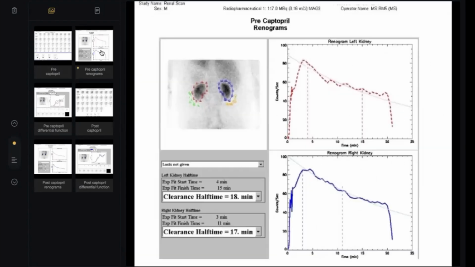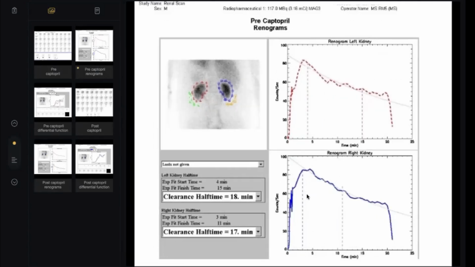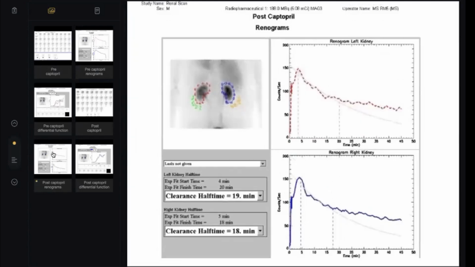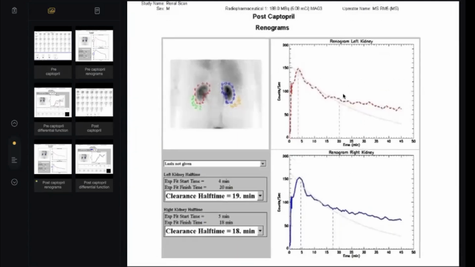A second point: compare the pre with the post. Compare the left with the right. The left is similar to the right. The pre looks similar to the left. In my opinion, they will not give you a bilateral renal artery stenosis. It will be very difficult for the radiologist. So compare each kidney with the other side. It will help you so much.